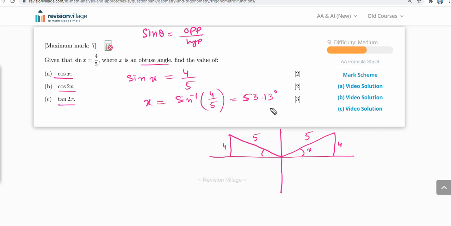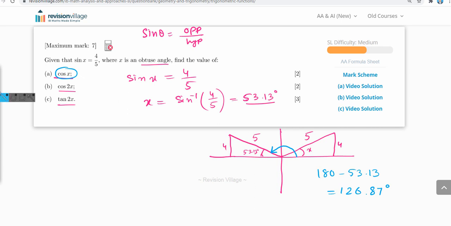Now as we have got this angle equal to 53.13, this angle will be equal to 53.13. In order to find the original angle, we start from the positive x-axis and move in the anti-clockwise direction, reaching over here. So the original angle will be equal to 180 minus 53.13. That's the original angle, which would be equal to 126.87 degrees.